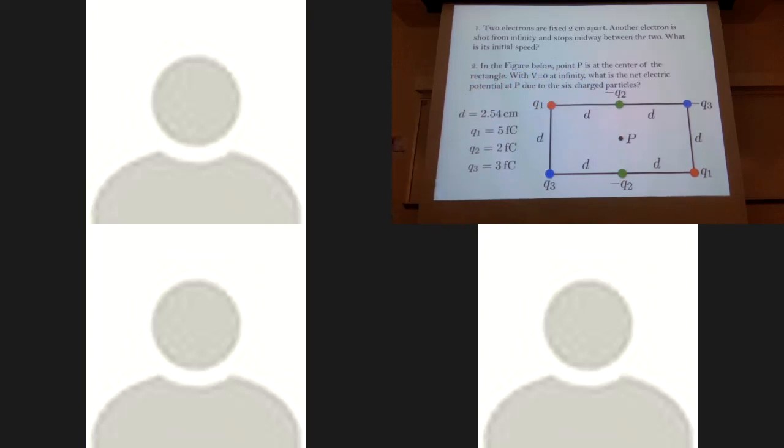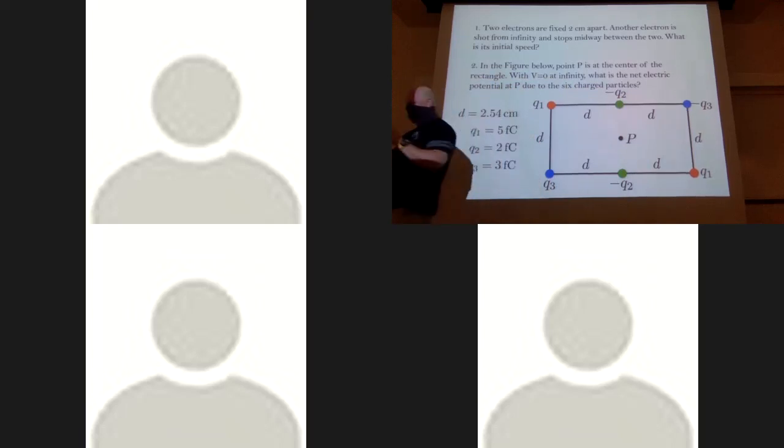The second one says, in the diagram below, point P is at the center of this rectangle, with the potential equal to 0 at spatial infinity. So it wants to know what is the net electric potential at point P due to these 6 charges. Now, one thing, this is a negative sign here, so this is actually negative Q3.